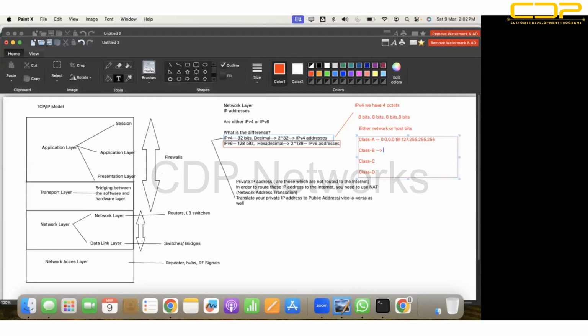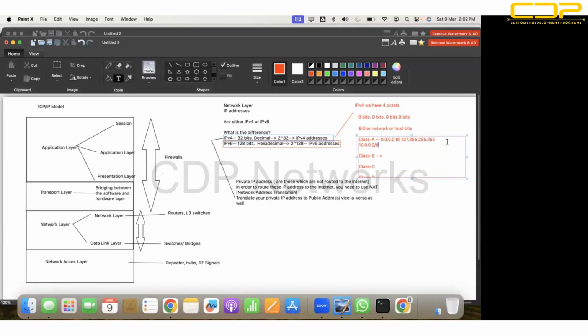Okay. Hello. Sorry for the interruption, but it's actually 0 to 126. 127 is loopback addresses and reserved for testing. Yes, I know. If we talk about the reservation, I have also included this network. This network is also reserved as a private IP address.